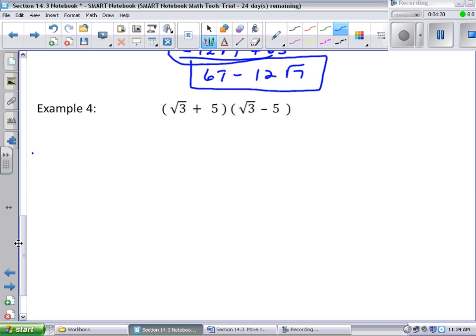I'm going to FOIL this last one. These are called conjugates.